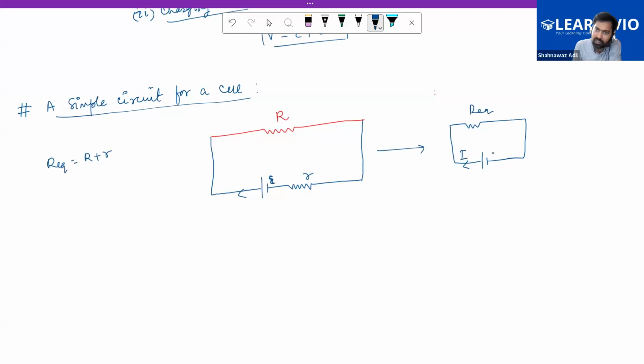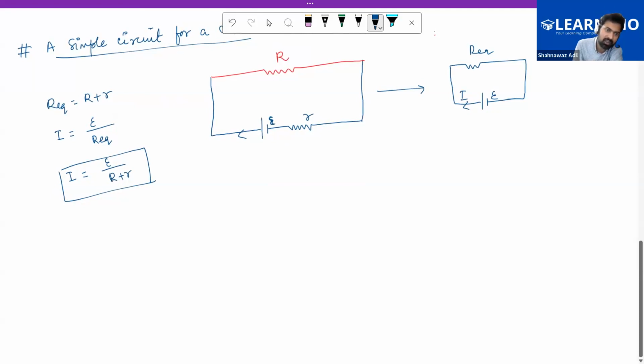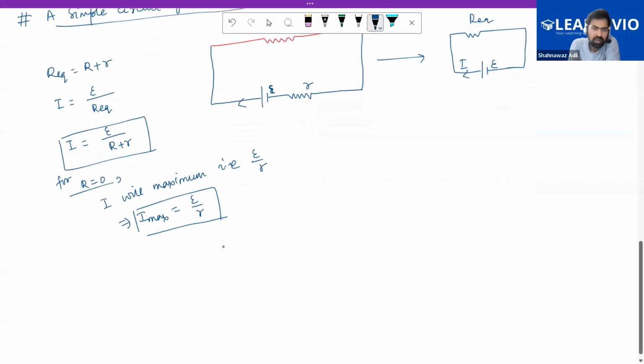Then I can calculate the current. The current would simply be the voltage divided by R equivalent. So the current in this device would be E by R plus r. Is it clear? Now if I take this R to be zero, then the current in this circuit would be maximum. That is E by r. So I max would be E by r.